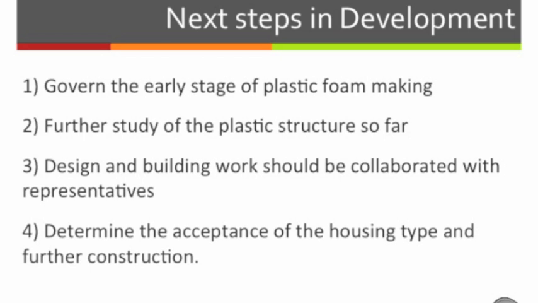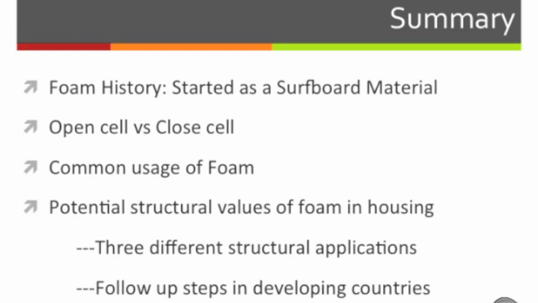To sum up all the information, foam started as a surfboard material. There are two different types of foam, open cell and closed cell. They each have their own properties and usage. Common usage of foams so far are model making and sandwich panels in buildings. However, there is research proof that foam has a big potential value in housing, especially in developing areas with the help of technology today. There are three different kinds of application that foam can perform itself. With effective follow-up help and enough aid to the countries in need, it is a highly possible plan.